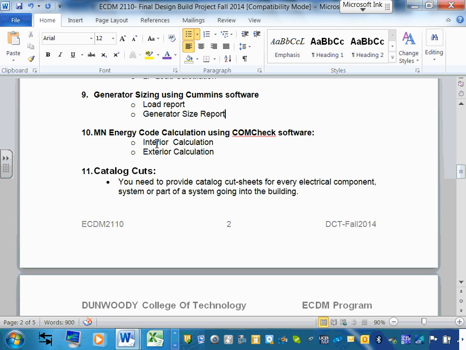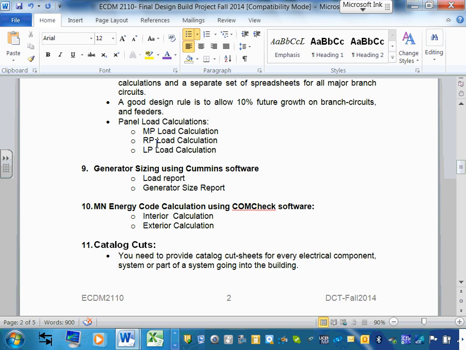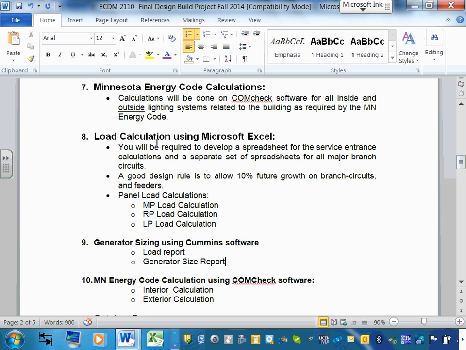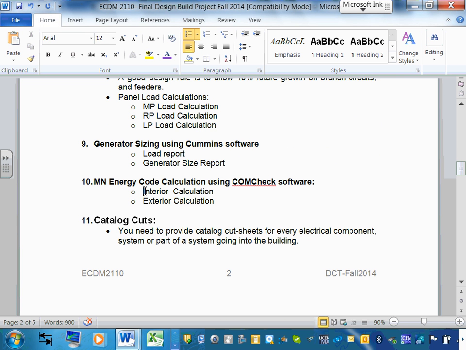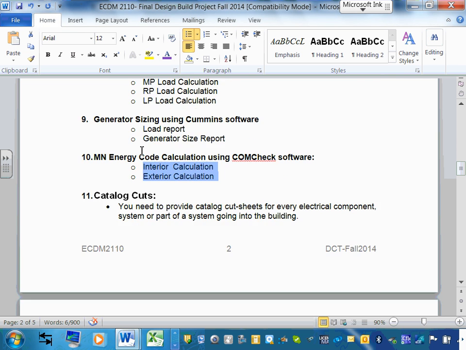Minnesota Energy Code. Did we talk about Minnesota Energy Code calculations? Come check. Minnesota Energy Code, the outcome of the Minnesota Energy Code, guys, will be an interior and exterior calculation. These are just the outcomes.